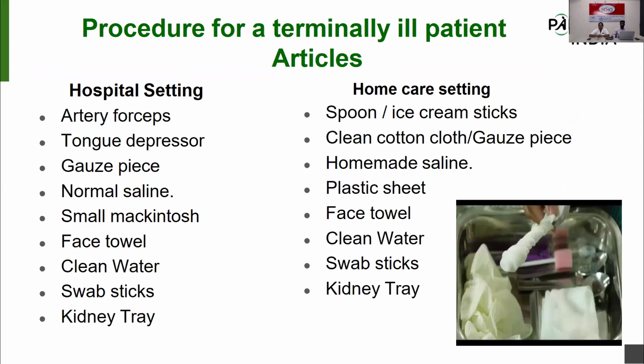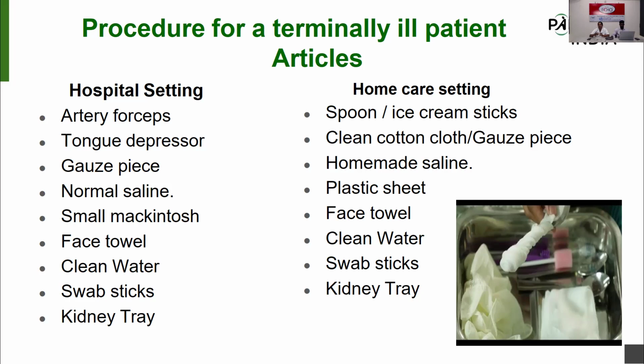Next is the procedure for a terminally ill patient. What are the articles? Because we know that whenever we go to a home care setting, the articles will be different comparatively to the hospital setting. So in the hospital setting, we have artery forceps, tongue depressor, gauze pieces, normal saline, small Mackintosh, face towel, clean water, swab sticks and kidney tray, right? I think you can agree with these points, right?